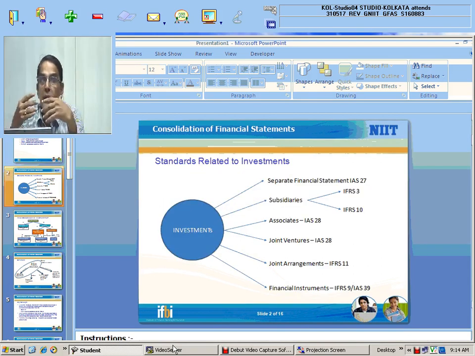There are various standards which are related to investments. So the different investment approaches an entity may adopt, and respective IFRS standard will be dealing with that. Like IAS 27 deals with requirement of separate financial statements for the parent as well as for parent and the subsidiary companies. Then if the investment in the subsidiaries also, it is covered under IFRS 3 and IFRS 10. Investment in associates covered under IAS 28. Investment in joint ventures covered under again IAS 28. Joint arrangements under IFRS 11 and financial instruments are covered under IFRS 9 or IAS 39. So there are different guidances available for group accounting, particularly relating to investment by an entity in other entities.